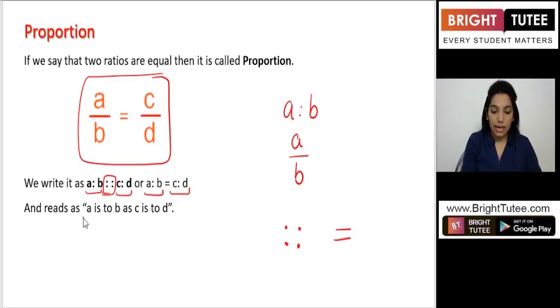And how do we read it? We read it as A is to B as C is to D. So this ratio still remains the same. So the ratio of A is to B is the same as that of C is to D. I hope this is clear.